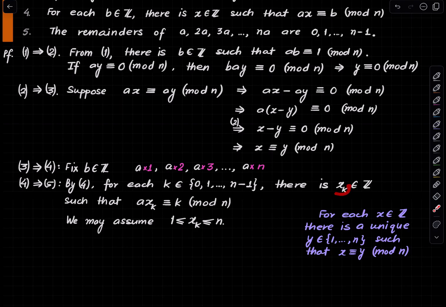So all I'm saying is whatever xk you found, you just replace it with its counterpart in this range. This equation will still be preserved, of course, because the two things are congruent, right? So I hope this much is clear. It is important that this be clear. So we can assume this. So what do we have? We have this list ax1, ax2, axn, and this list is same as the following list. This list is same as a times 1, a times 2, a times n in some order, modulo n.